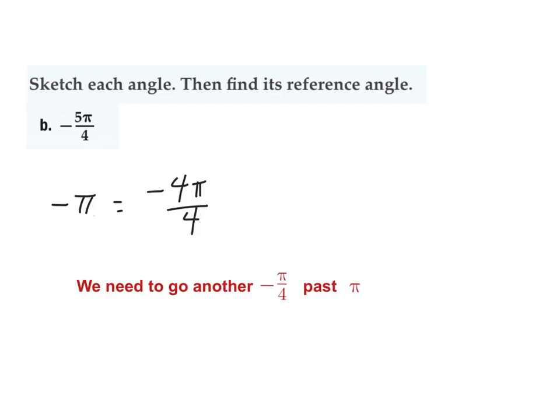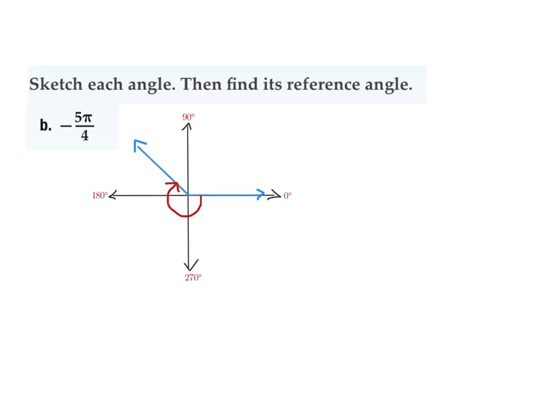So what this means is I need to go another negative pi over 4 past, that really should say negative pi, but pi and negative pi are the same, still on the 180, right? So here's what it should look like. If I start coming around, I get to negative pi, that's where my angle is, but I need a negative 1/4 more, negative 1/4 pi more.